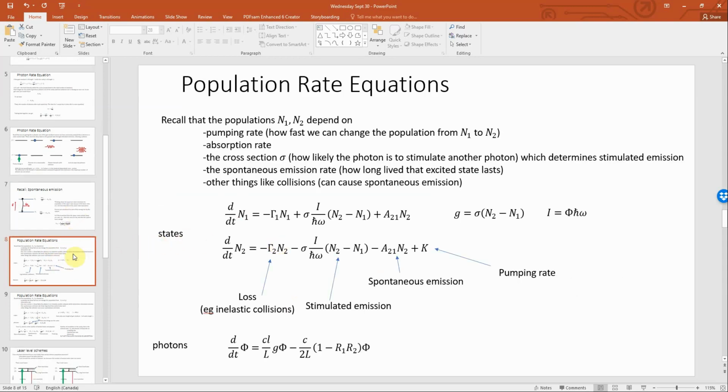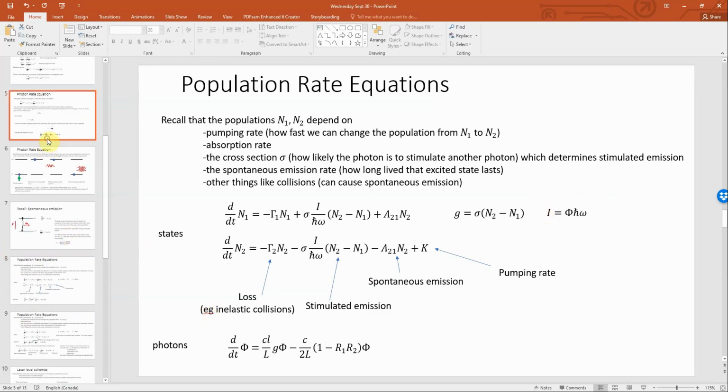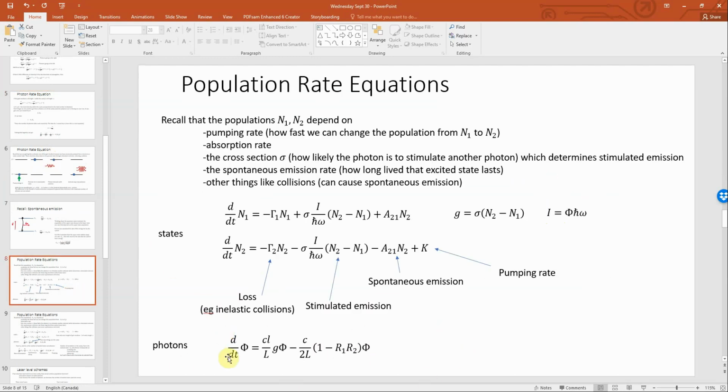Now, to finish off this recording, I will try to relate the population rate equation to this intensity rate equation. I've been saying that the intensity is related to the number of photons, so the number of photons is phi, and the energy of each photon is h bar omega. So this is the relationship between the intensity and the number of photons. And the photon rate equation that we had before is given here, in terms of these numbers of photons.